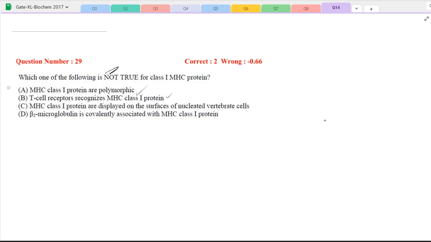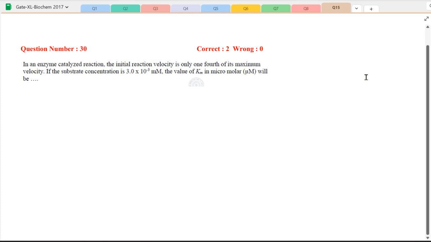Next, MHC class 1 protein are displayed on the surfaces of nucleated vertebrate cells. That is also true. However, what is not true is the beta-2 microglobulin is covalently associated with MHC class 1 protein. That is not true. So if you look at the structure, that is not covalently attached. So the correct answer here is option D, which is not the case for MHC class 1 protein. Moving on to the next question.